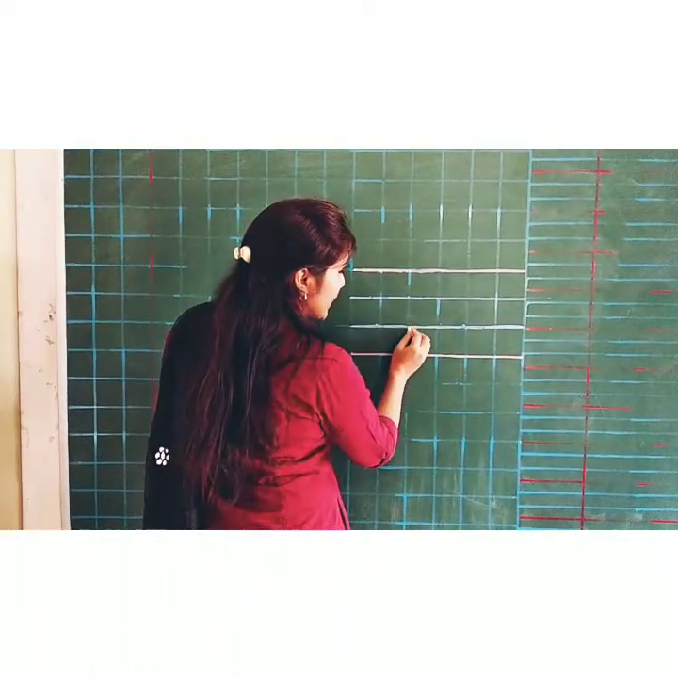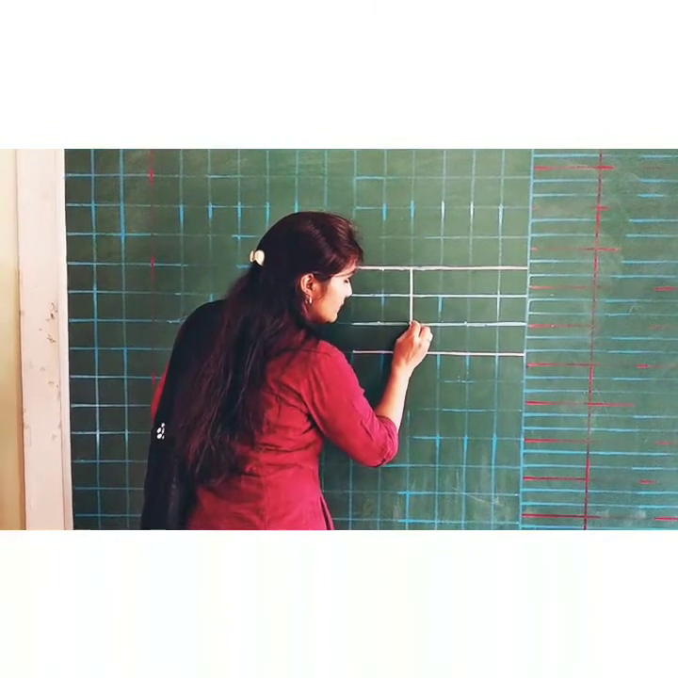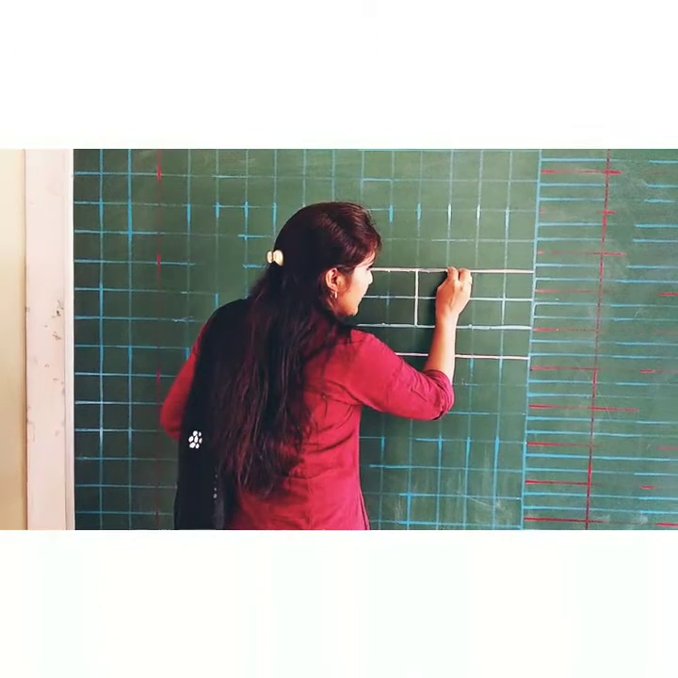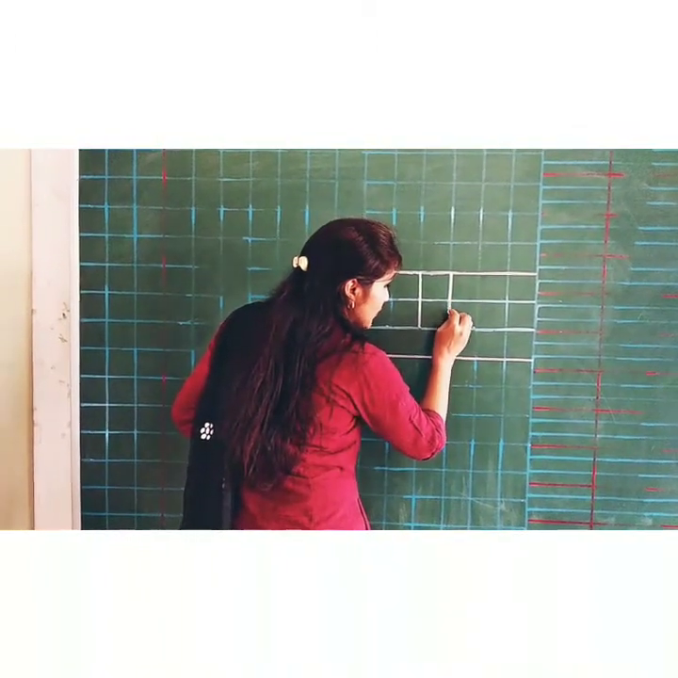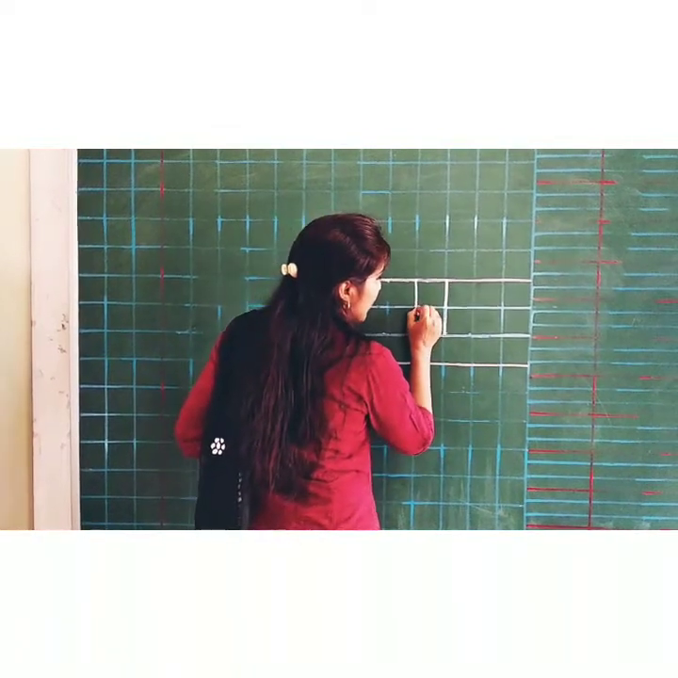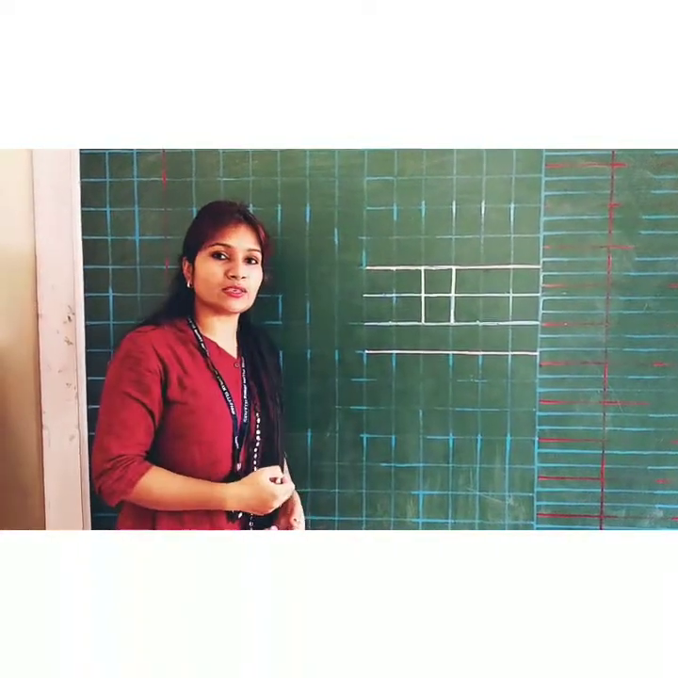Red line to second line. Standing line. Leave some space. Again, red line to second blue line. Standing line. And sleeping line on first blue line. Capital letter H.